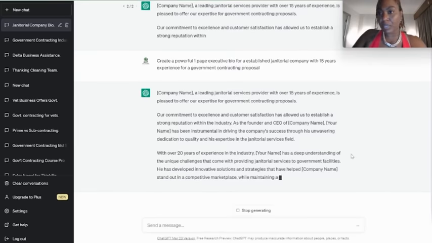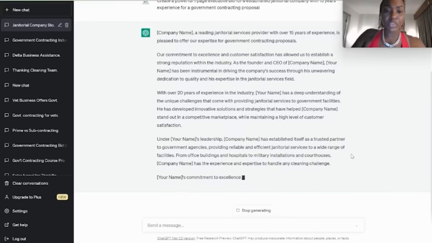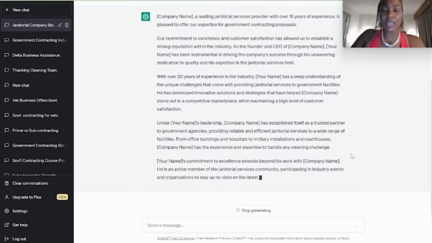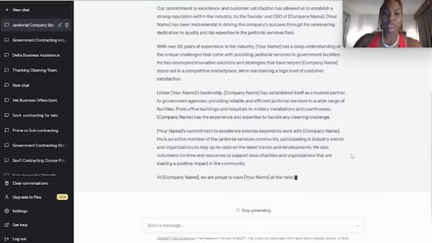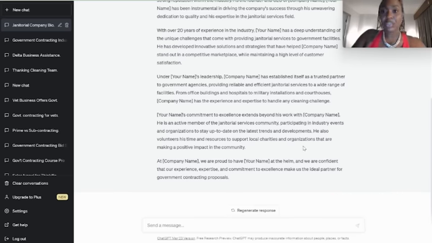Now, it's not going to be perfect because it doesn't know you, but it will give you at least a starting point to how to create an executive bio. When it comes to proposals, most people ask me, how do you bid? And it's not always bidding. Sometimes you have to put together an entire proposal. So this is just an example of how you can use Chat GPT for that.